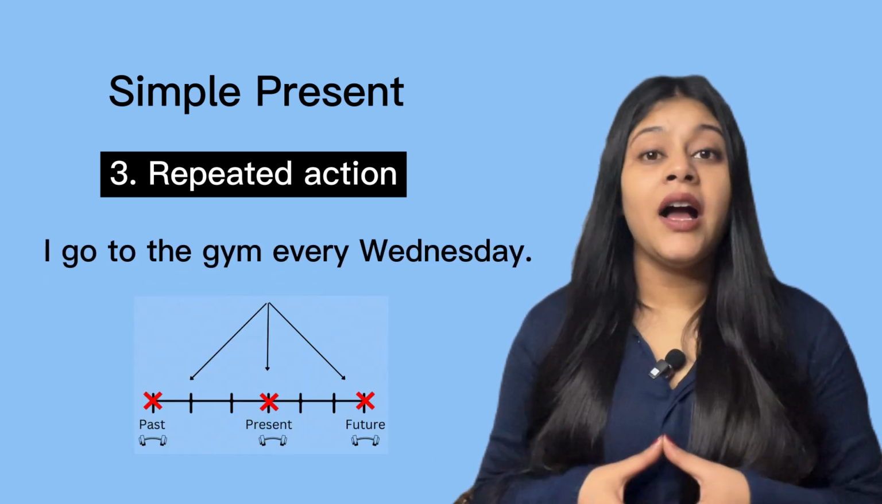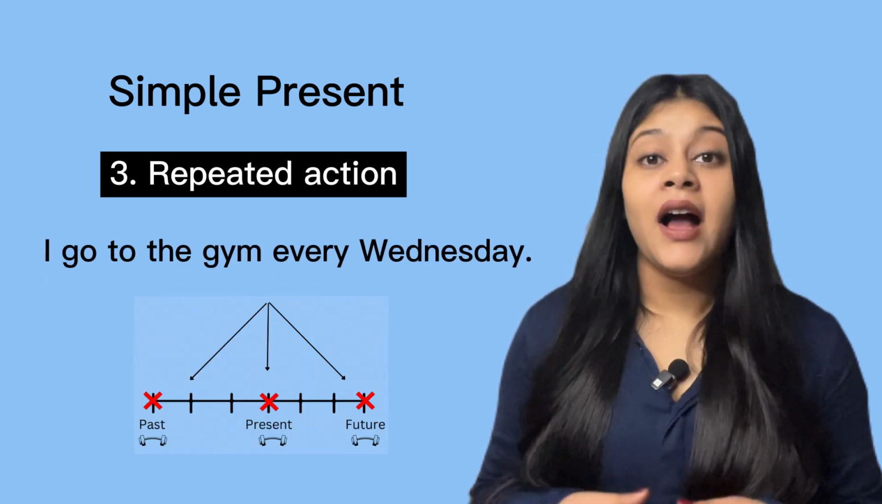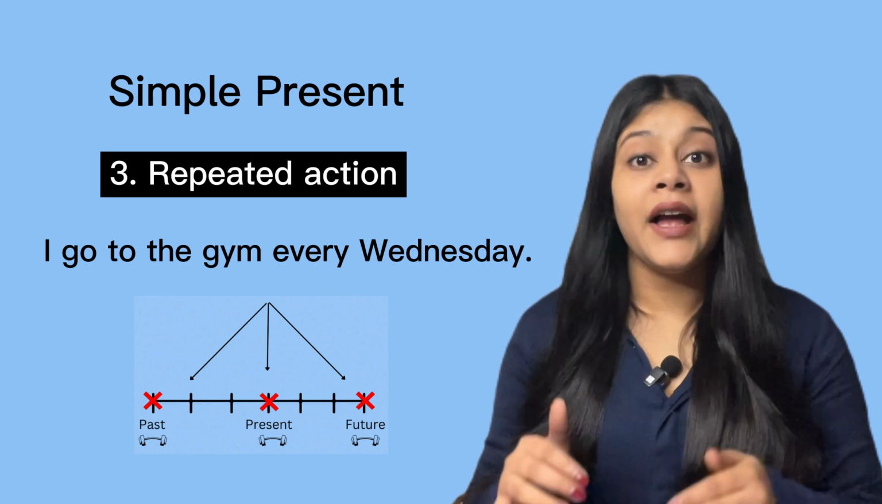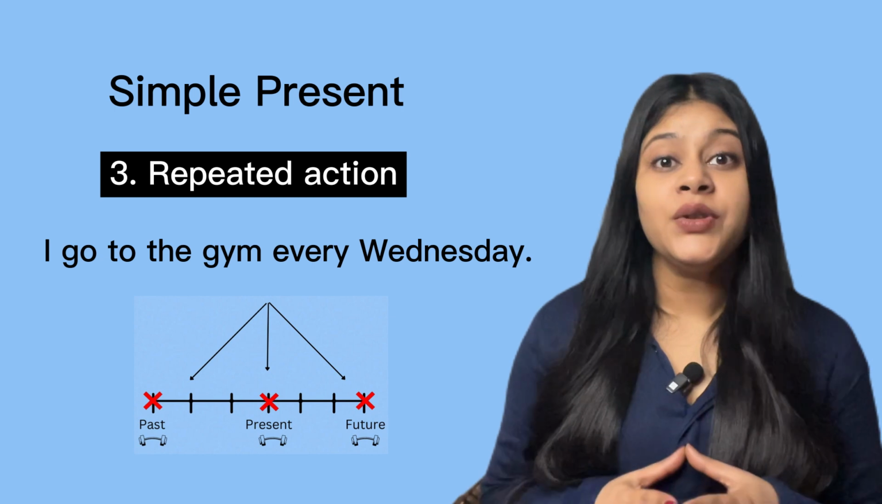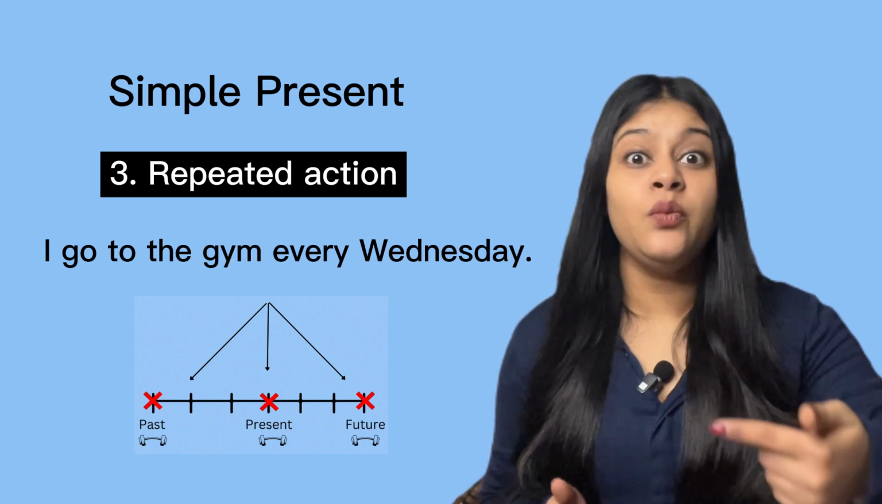For example, I go to the gym every Wednesday. I went to the gym last Wednesday. I have been to the gym this Wednesday and I will go to the gym next week as well. So this action is repeating every week.